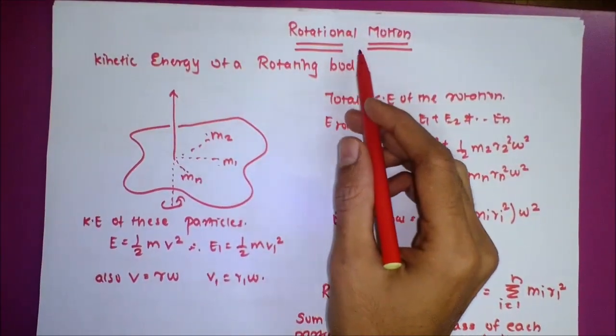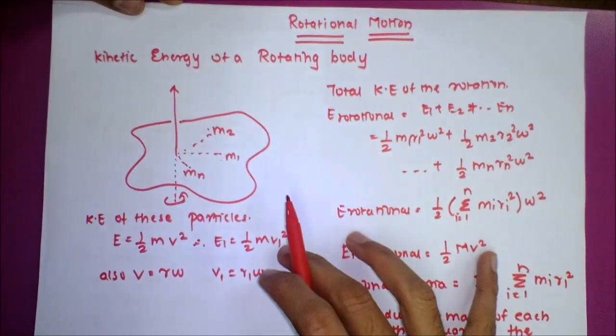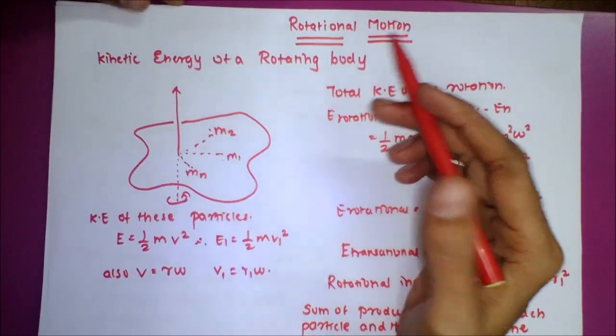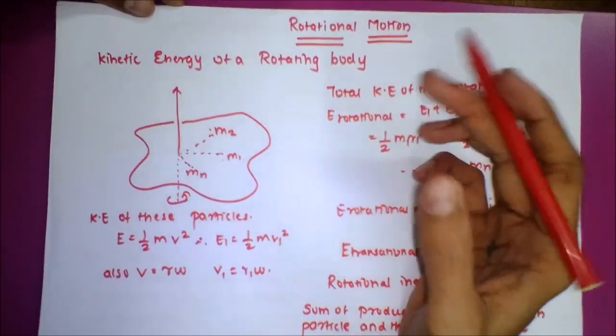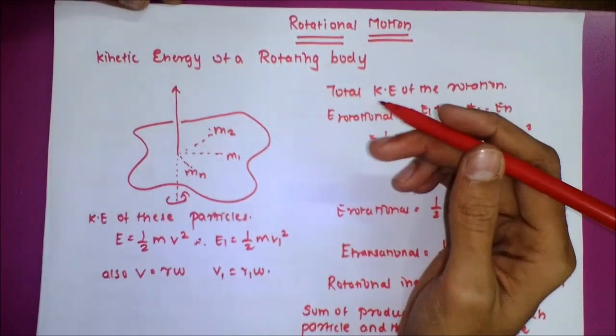We start with rotational motion. Basically, rotational motion deals with the motion of a rigid body. A rigid body is one whose geometric shape and size do not change. It is the same under any action of external force.